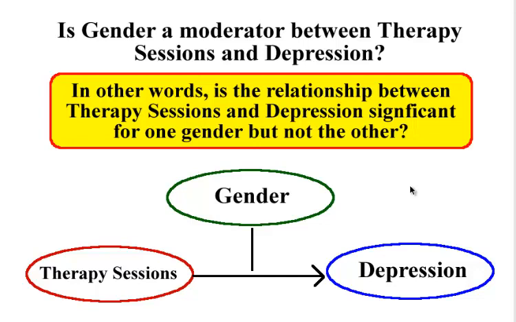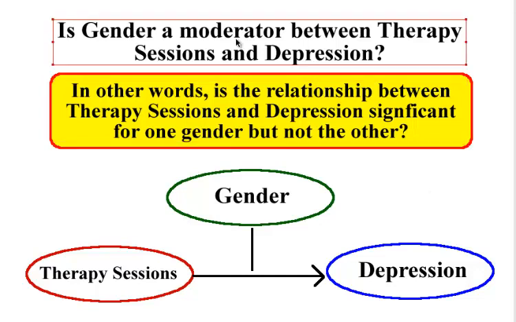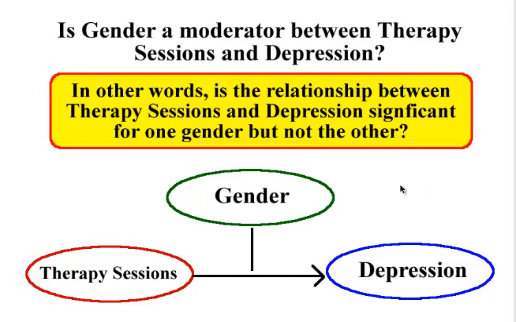So I'll say that again. I always thought that a binary categorical variable, I always take gender, that if the relationship was significant for females but not for males or vice versa, that would make that gender variable a moderator between therapy and depression. So let me show you real quick what I did in SPSS.